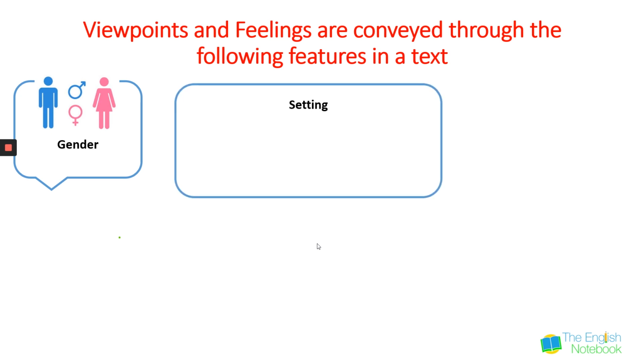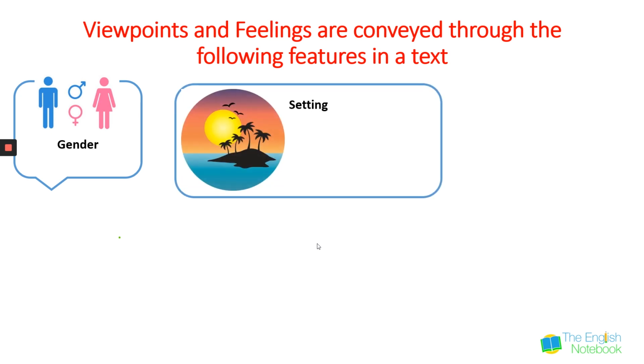Next, look at setting. Setting can very, very often give you an indication of how a writer might feel and what his perspective is.